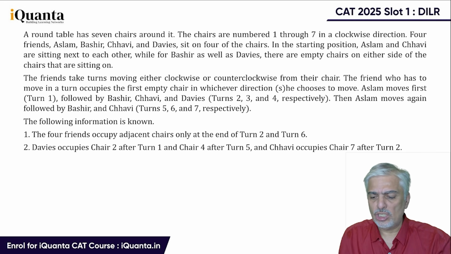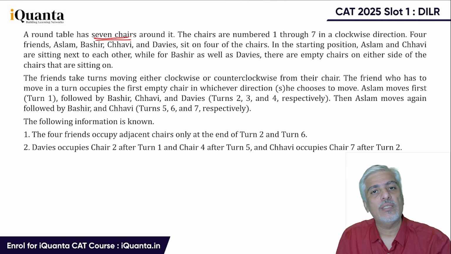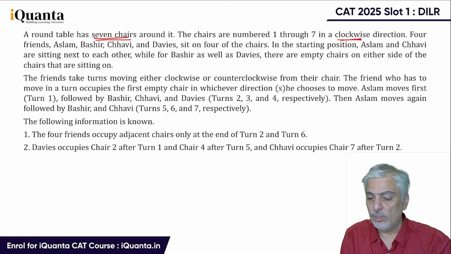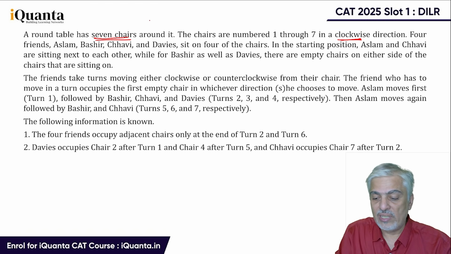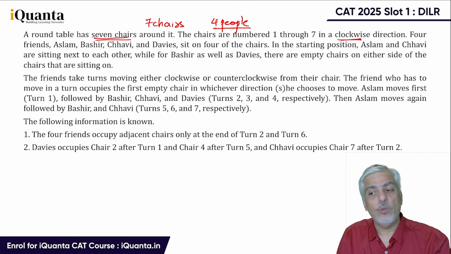The next set talks about a round table with 7 chairs on it. So it's an arrangement set with 7 chairs arranged around a circle. The chairs are numbered 1 to 7 in the clockwise direction. That also has been told to us. 1 is where, 2 is where, and so on. 4 friends, Aslam, Bashir, Chavi, and Davis, that is A, B, C, D, sit on 4 of the chairs. So 7 chairs, but 4 people only. So 3 chairs will always be empty.